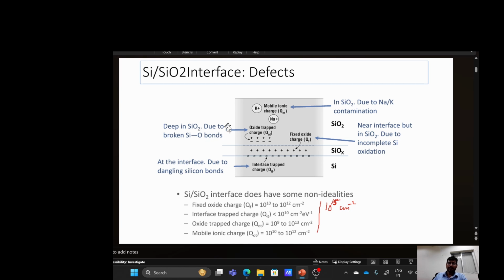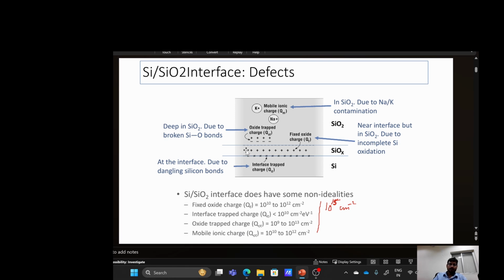And this SiO2 is not crystalline but amorphous, so there is no regular arrangement of Si-O bond atoms. Because of the breaking of the silicon and oxygen bond, this may happen. They create defects which are oxide traps.